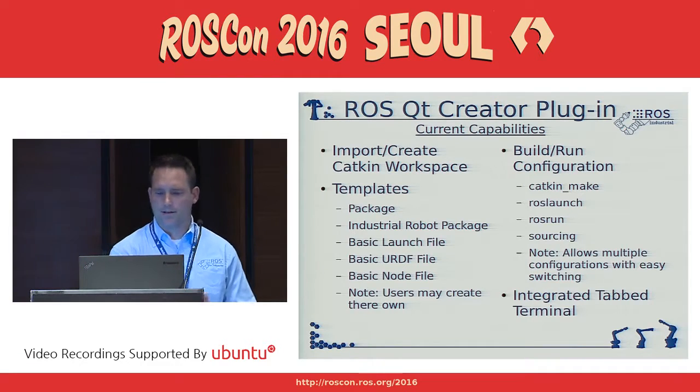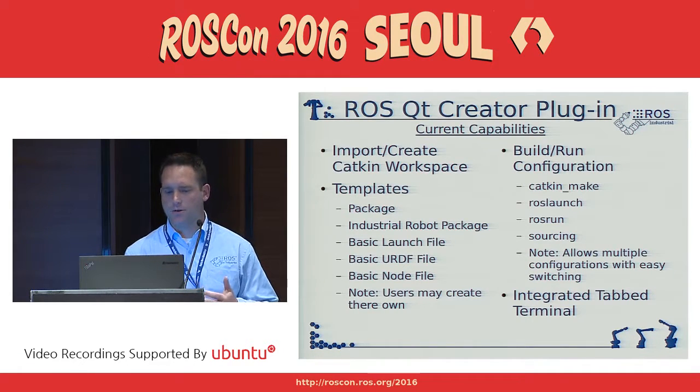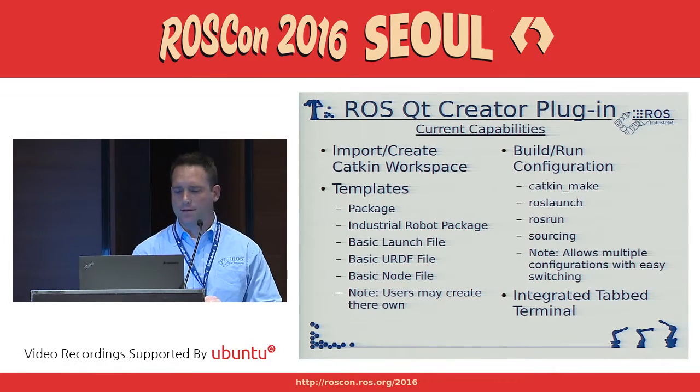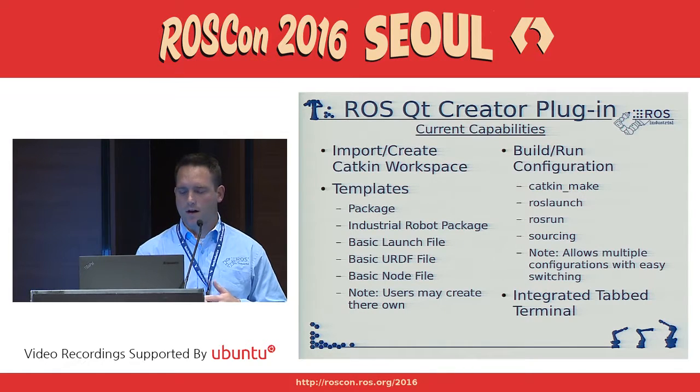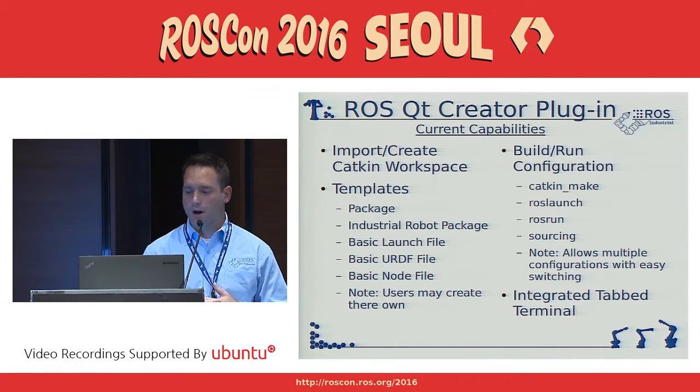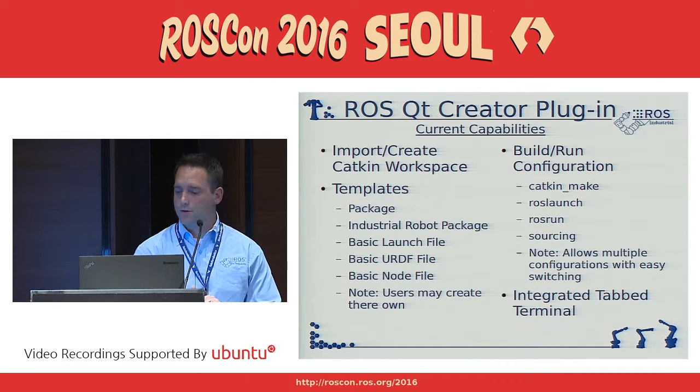So the current capabilities of the plugin: it allows you to import and create Catkin workspaces. It has predefined templates for creating packages, industrial robot packages, launch files, URDF files, and nodes. Also, it allows you to create your own. It has a customized build and run configuration. It currently supports Catkin Make. You're able to launch using ROS Launch and ROS Run, sourcing.